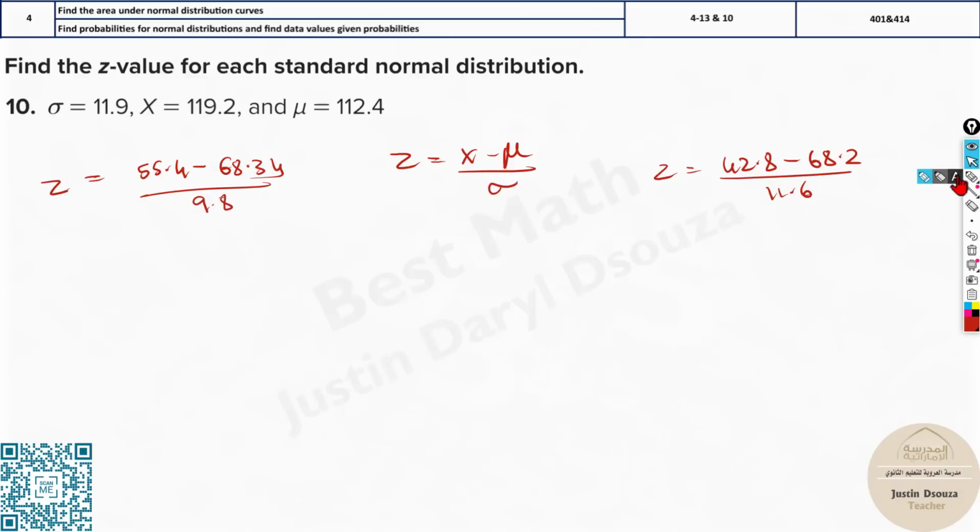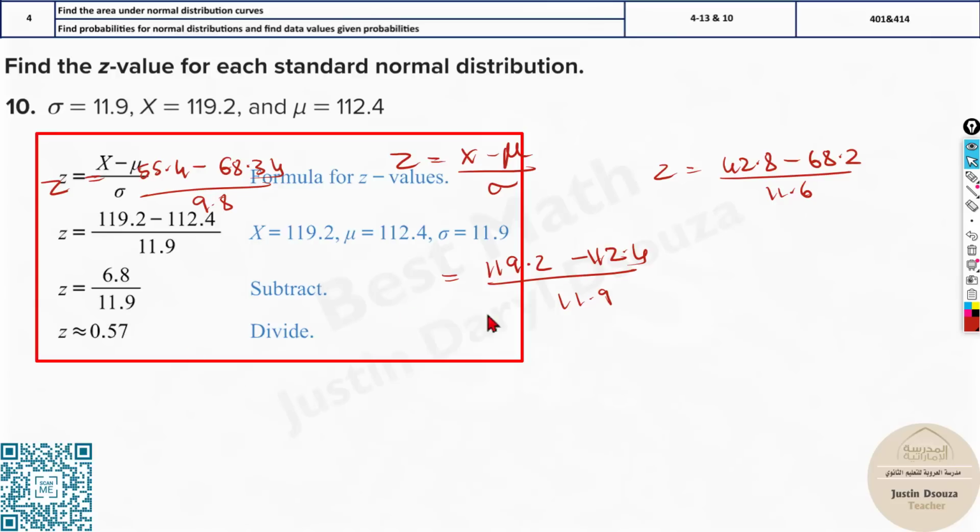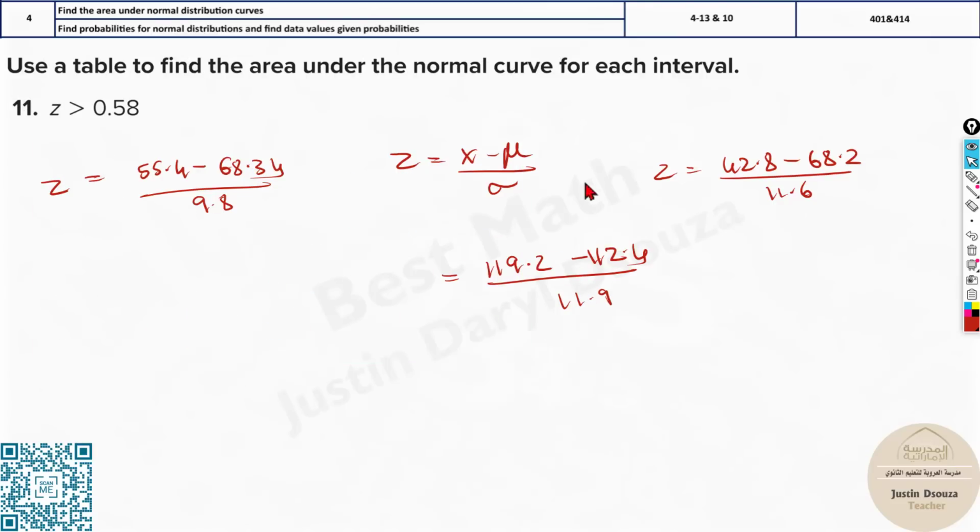Even over here, it's the same formula. Now, you have been given the x value of 119.2 minus 112.4 divided by 11.9. Just put that in the calculator, you get the answer. This is positive because over here above it's positive, 0.57.